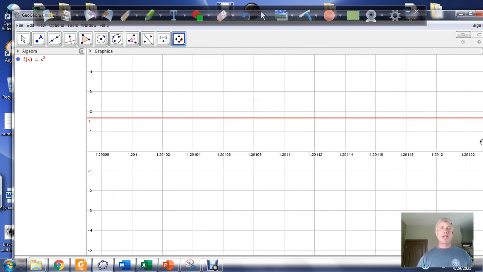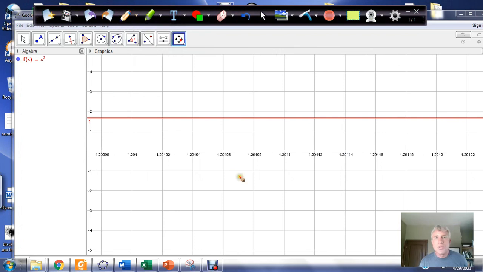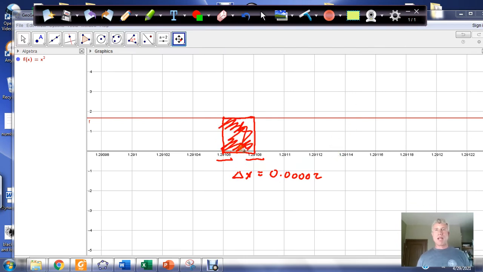What's delta x right now? Delta x is, what is this, 1.29106, 1.29108. Right now my delta x, if I subtract this x coordinate minus this one, is going to be 0.00002. What happens if you let that be your delta x, what happens to the left and the right side of that rectangle? Well, in the limit, they fit perfectly. So you do have the area of the rectangle exactly fitting the area under the curve.